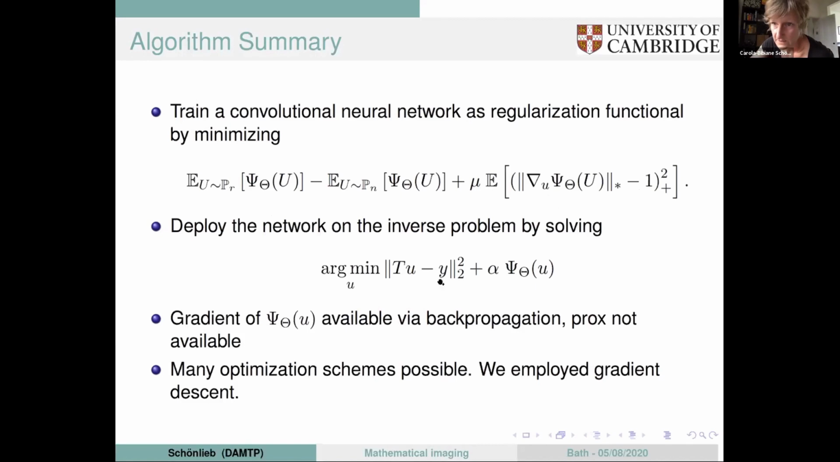So we train the regularizer in this fashion. The neural network that Sebastian has chosen is just an off-the-shelf convolutional neural network. And then once we've trained it, we plug it back into our variational model, and then we solve it. And that's it. Then we minimize this with whatever you want. We just did gradient descent in this context.